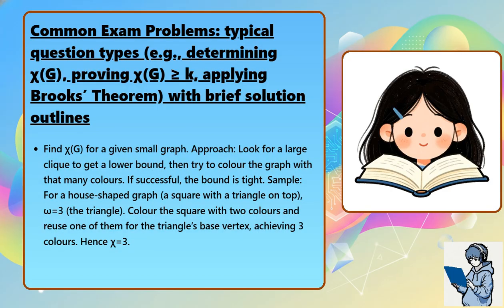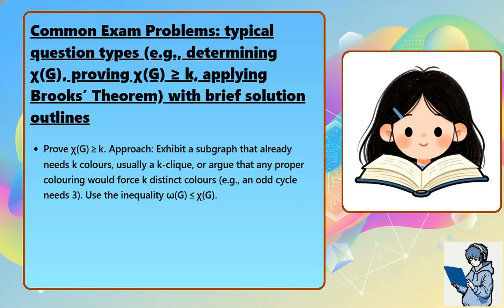Find chi of G for a given small graph. Approach. Look for a large clique to get a lower bound, then try to color the graph with that many colors. If successful, the bound is tight. Sample, for a house-shaped graph, a square with a triangle on top, omega equals 3, the triangle. Color the square with 2 colors and reuse one of them for the triangle's base vertex, achieving 3 colors. Hence chi equals 3.